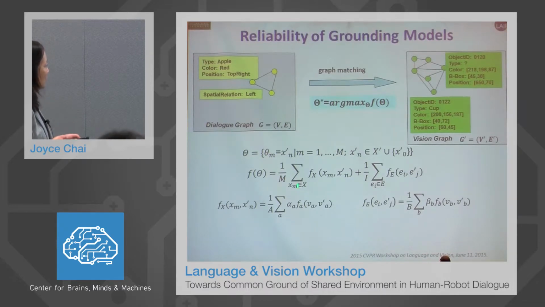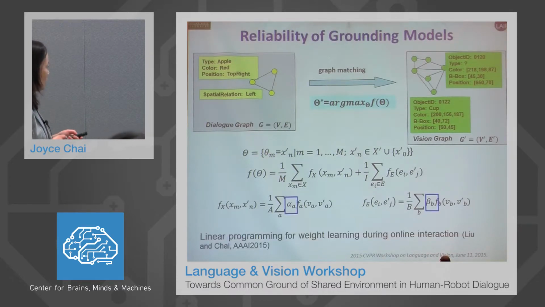Essentially, the compatibility is just the weighted sum of these grounding models. And we can formulate this as an optimization problem and learn those weights automatically during online interaction based on human feedback.